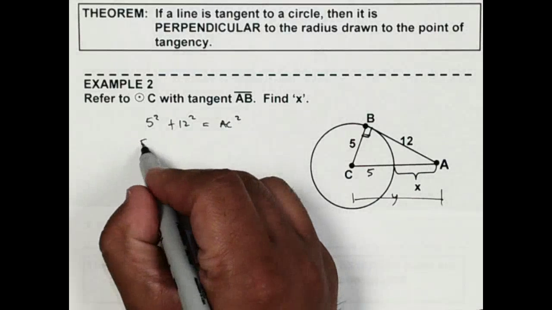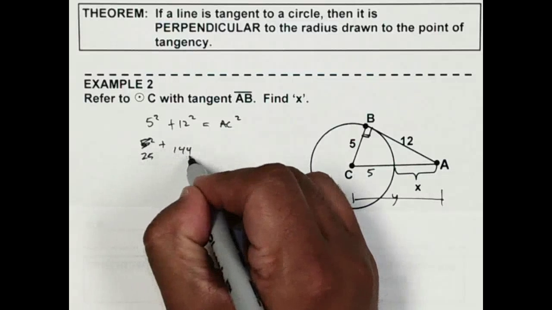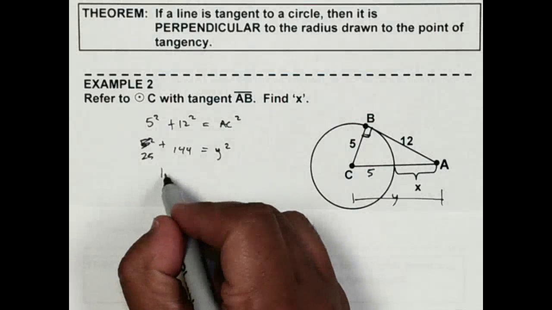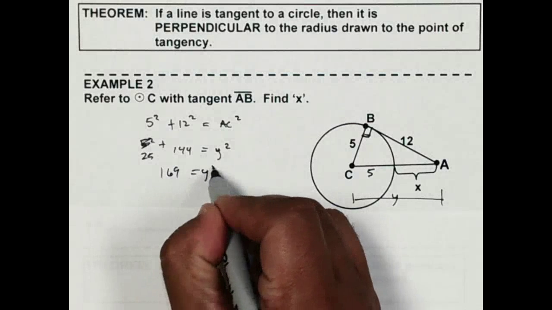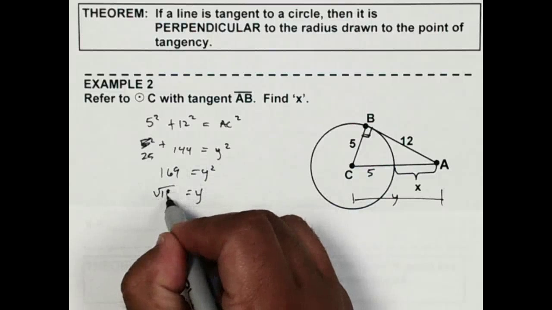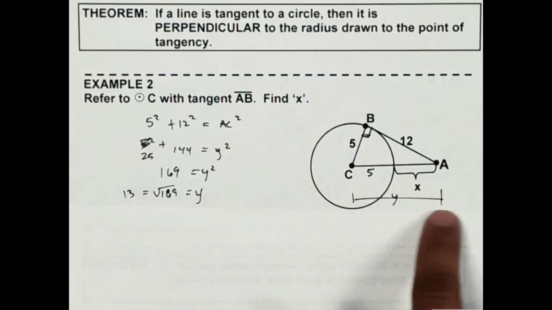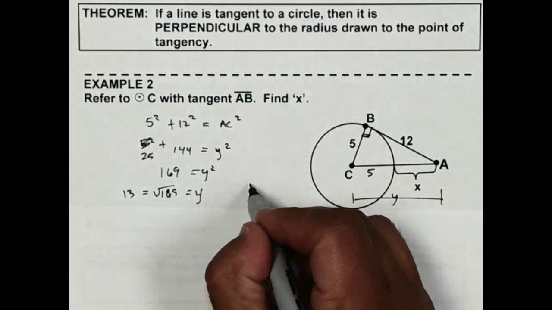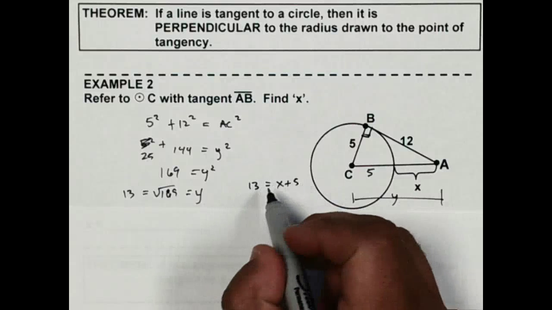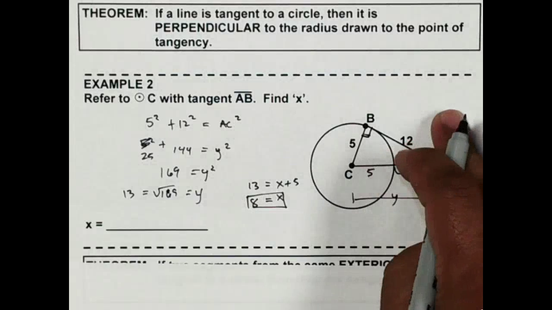So I would say 5 squared plus 12 squared, 25 plus 144, would be equal to y squared, which comes out to 169. So the square root of 169 would be 13. But remember, y is the whole thing, so it's x plus 5. So then 13 is equal to x plus 5. Subtract the 5 from both sides, and we get that x is actually 8.